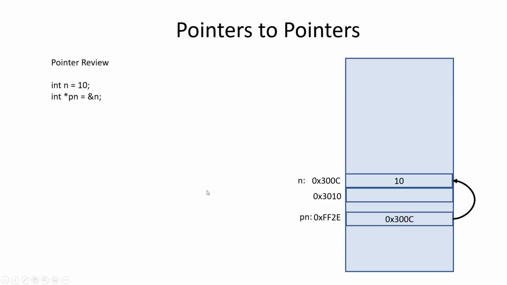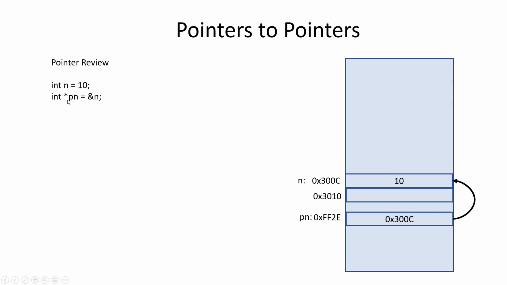We'll start with a little bit of review about pointers. If I create just an integer and assign it a value, I've got the value of n at memory location 300C with a 10 in there. Just as a reminder, integers are 4 bytes, so the next address, 0x3010, will be the next address available.